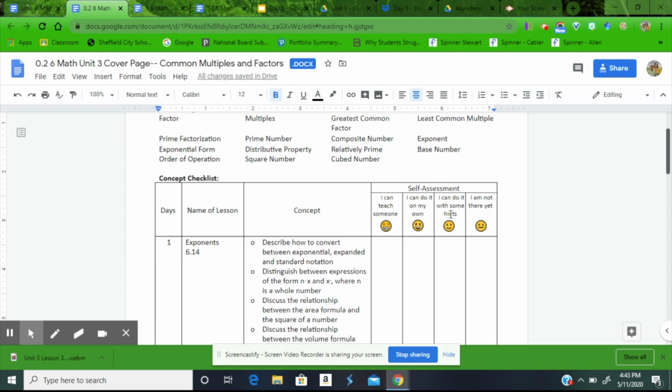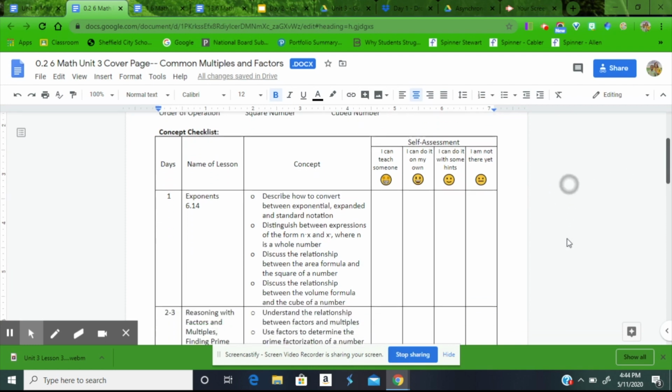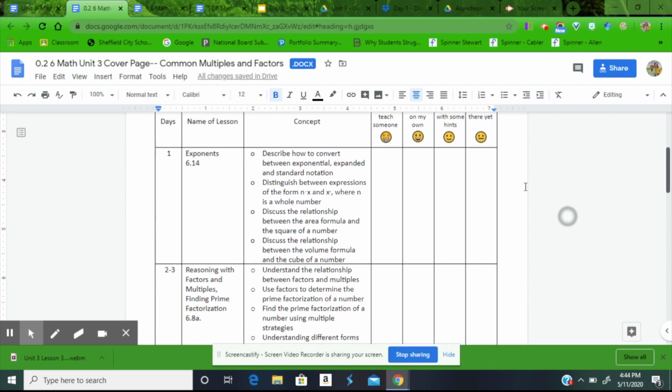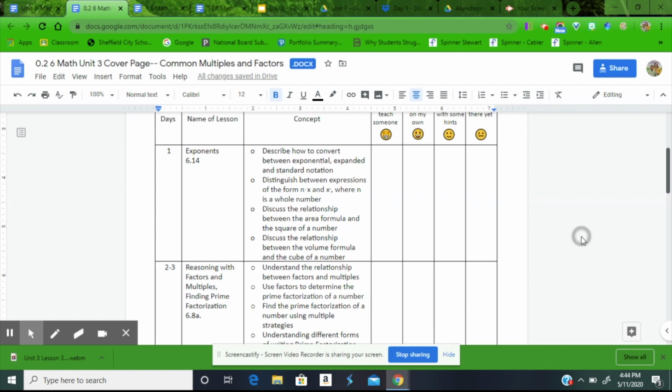Then you have your 2s that can do it with some hints, and those are just the students that are still struggling in a few areas and need some help to overcome those little hurdles. And then you've got your 1s. Those are the students that just aren't there yet. And this, again, is going to help drive that instruction.